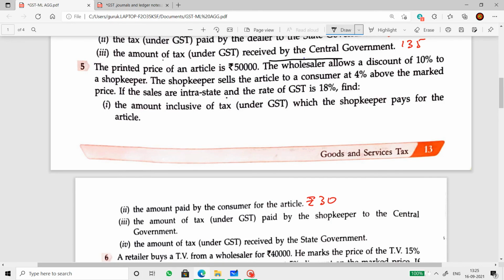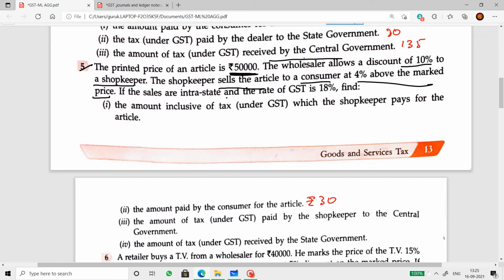Question number 5. The printed price of an article is 50,000. The wholesaler allows a discount of 10% to the shopkeeper. The shopkeeper sells the article to the consumer 4% above the mark price. Note it down, it is above, not below. Previously it was discount and discount. Here it is above. Okay. Sale is intrastate. GST is 18%, so 9% central and 9% state. Okay, so this is the story.